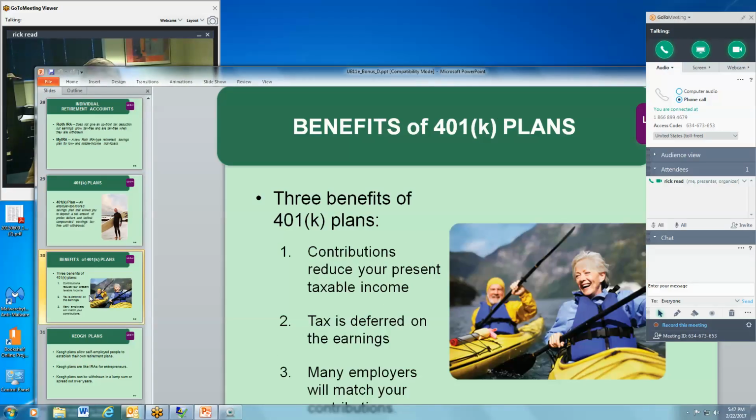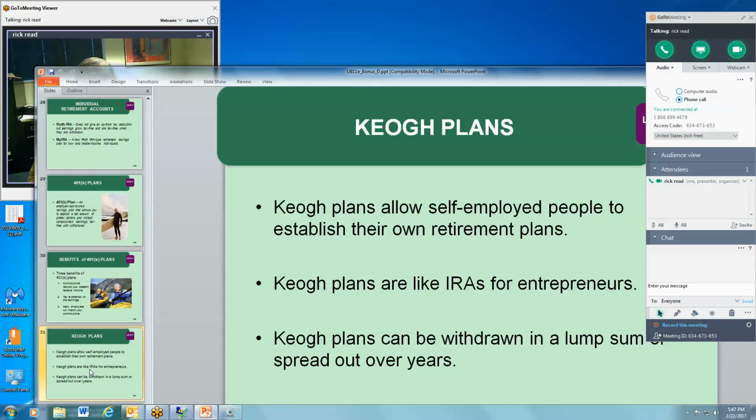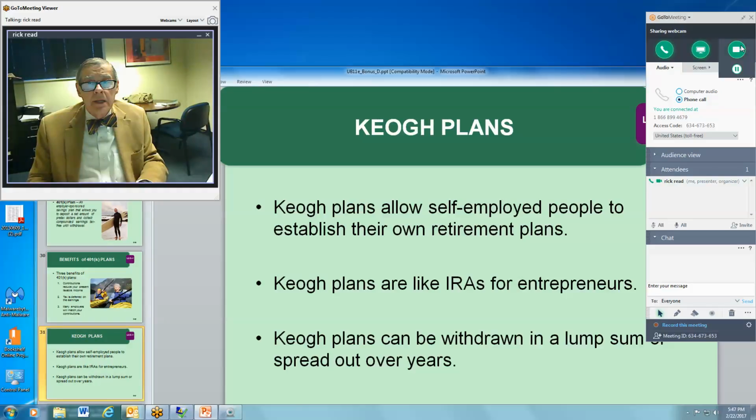There's the benefits of 401k plan. It reduces your taxable income. Taxes deferred on the earnings, and of course some employers will match. And finally, a Keogh plan is similar to a 401k. The difference is it's for self-employed individuals, and they can be withdrawn in lump sums or spread out over years.